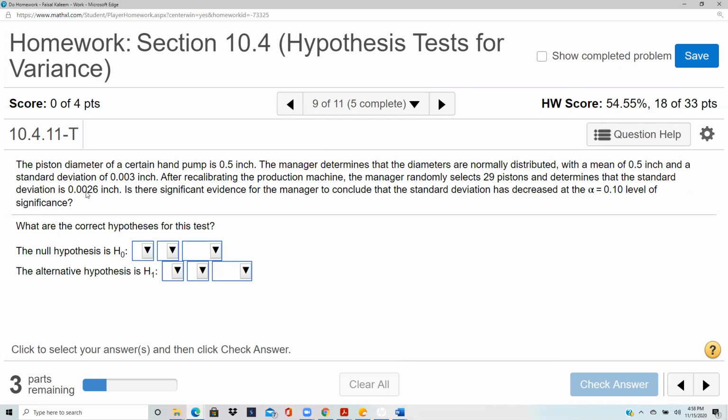So the null is that the standard deviation is equal to 0.0026, because that's what you are investigating, because you're asking, is there evidence for the manager to conclude that the standard deviation has decreased? So that tells you that the hypothesis test is about standard deviation. Null always has equals and 0.0026. And the alternative, you're testing whether it has decreased. So standard deviation less than 0.0026.